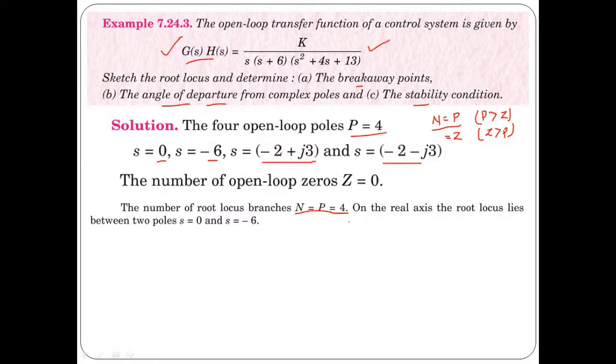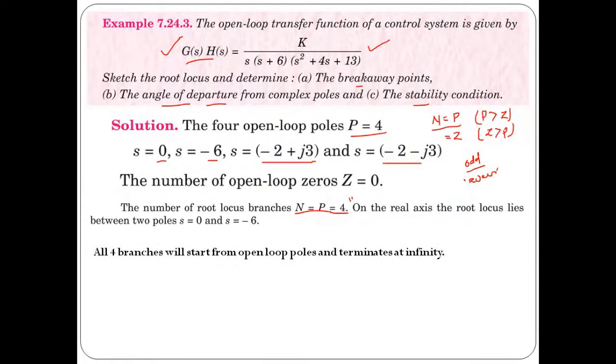And we also need to find out which section of the root locus lies on the real axis, and the answer for this is in between 0 and -6. Again, you need to apply the same topology: consider a reference point and then calculate how many poles and zeros are available on the right hand side of that reference point. If the sum is odd, then the root locus lies there, and if the sum is even, then the root locus does not exist at that location. That is important. Then we need to decide the nature of the branches.